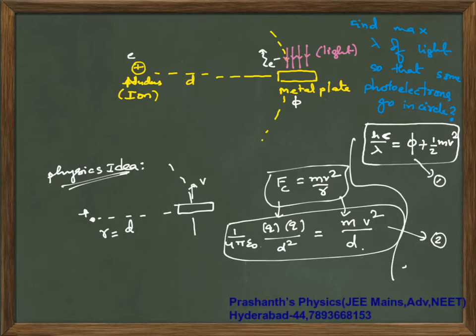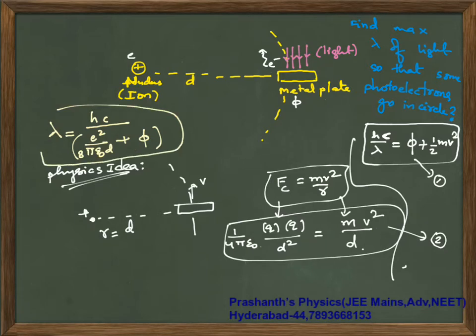It's easy only, it's not tough. I hope you have tried the question for a sufficient amount of time. So your lambda, if you are doing it correctly, you should be getting hc by e squared times 8 pi epsilon naught d plus phi, where e is the charge of electron. If you are not able to simplify this answer, trust me, your maths is very weak. You need to develop your maths. If you are able to write these equations, your physics part is easy. This is 1, this is 2. Two physics ideas. If you solve them, you are going to get the answer.